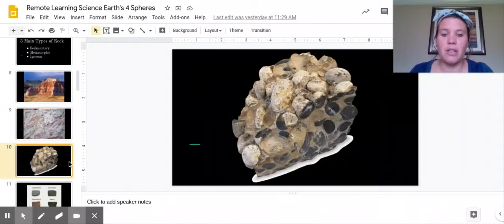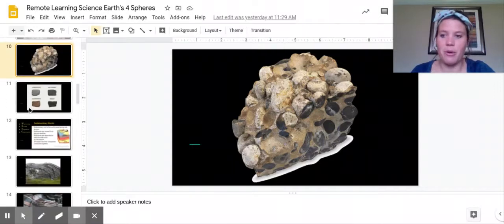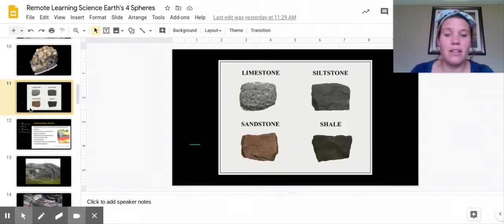Here's another example of a sedimentary rock. This one is called conglomerate. Conglomerate is a fun word to say. It just means things have been globbed together and then cemented. So you see pebbles and rocks that have been cemented together with mud and other organic material to make this rock called conglomerate. Here are some other examples of common sedimentary rock.